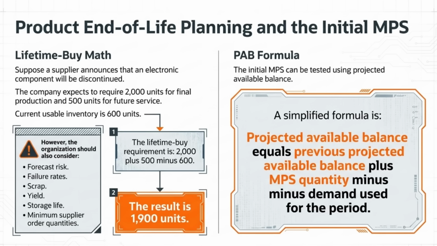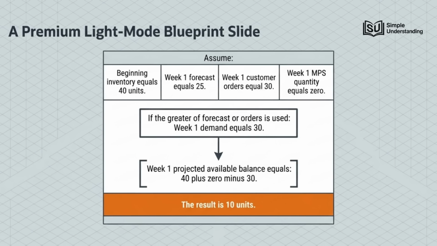The initial MPS can be tested using projected available balance. A simplified formula is projected available balance equals previous projected available balance plus MPS quantity minus demand used for the period. Assume beginning inventory equals 40 units.